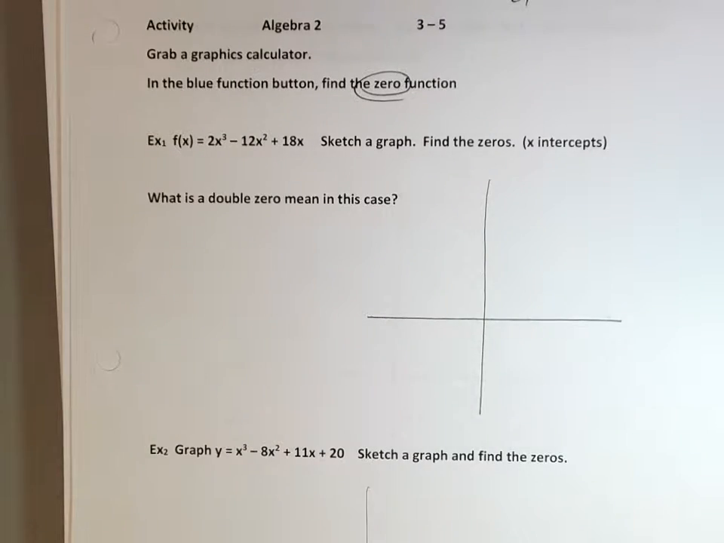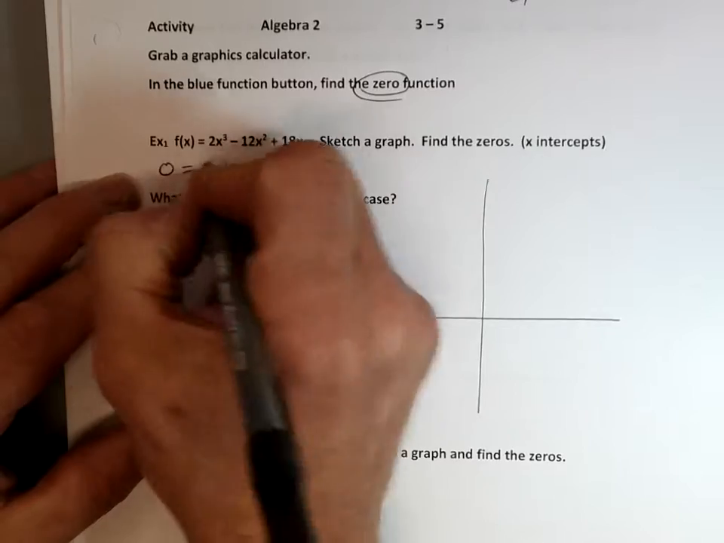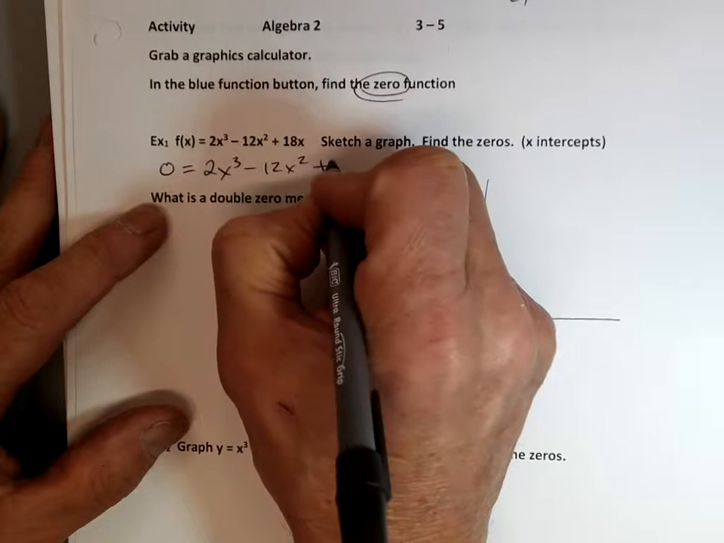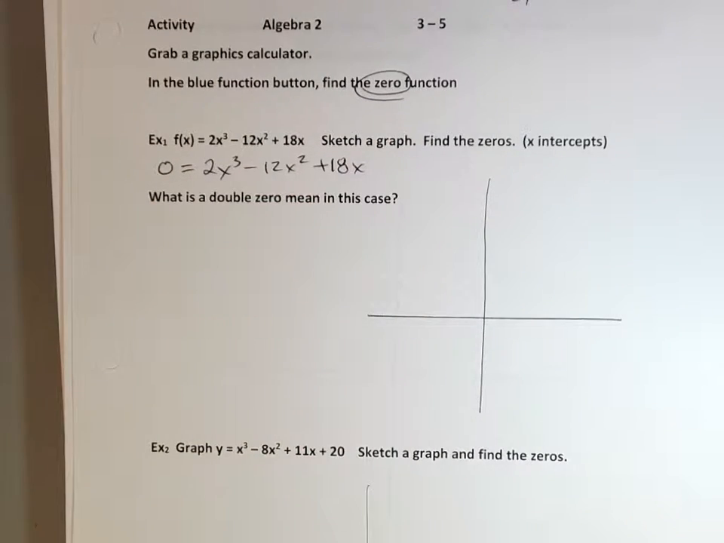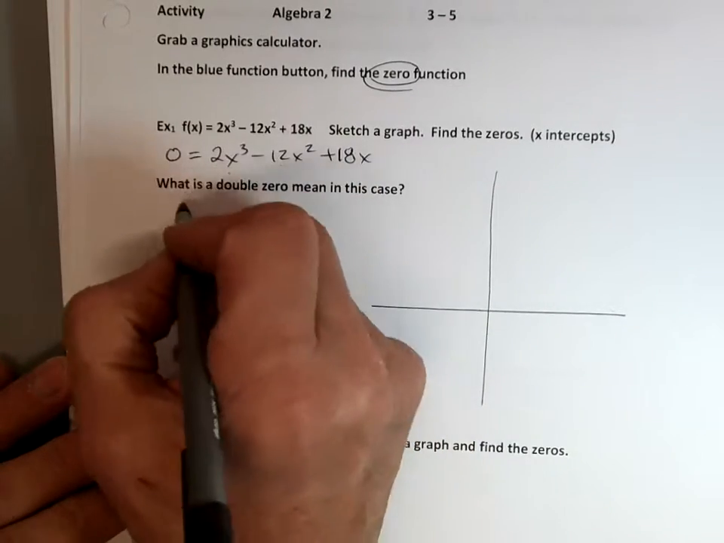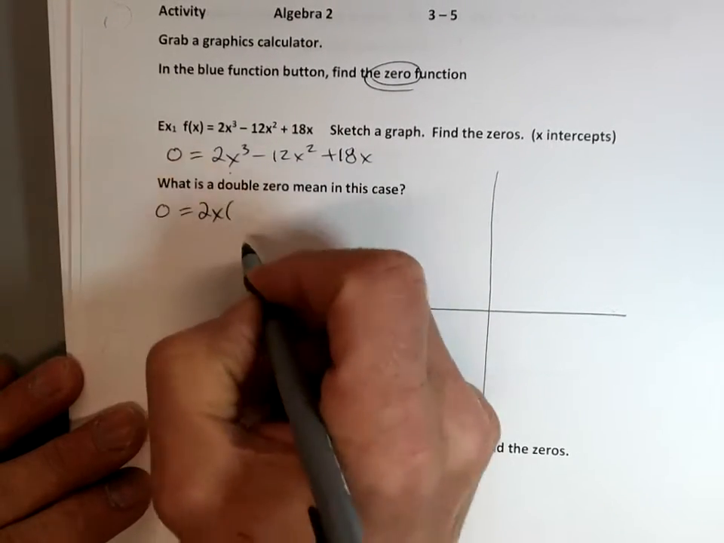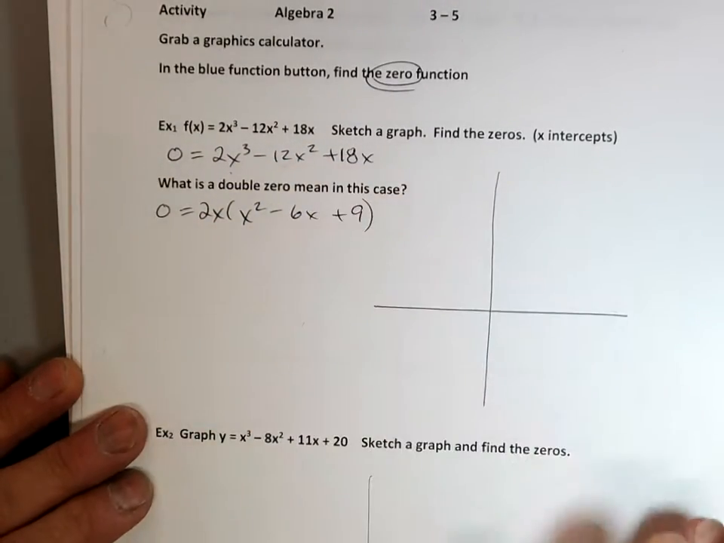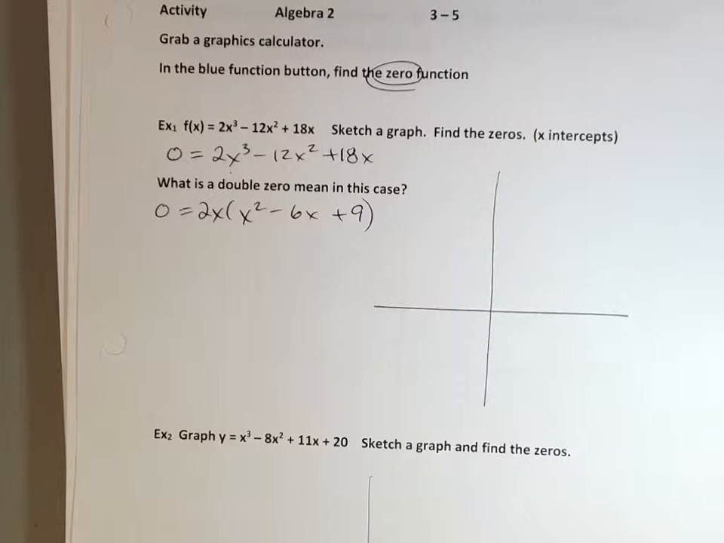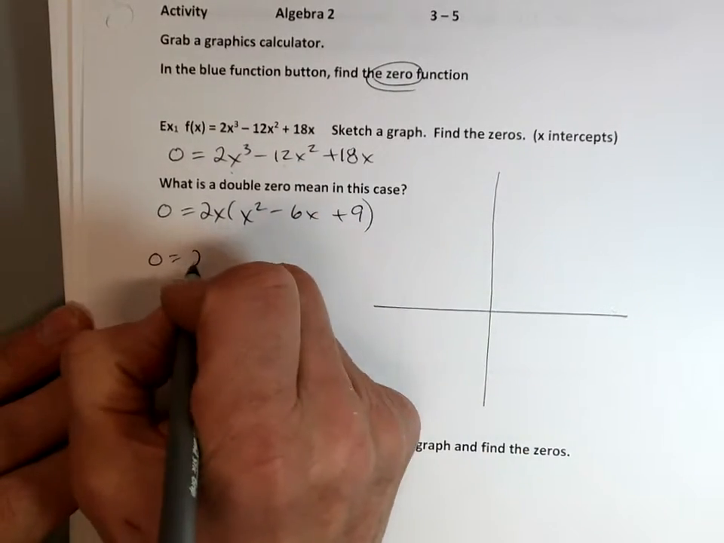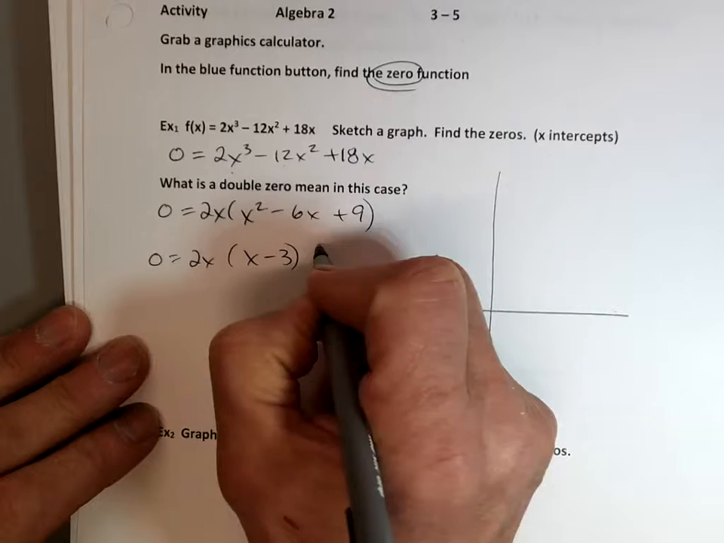So on number 1, it will factor, okay? If you want the zeros, set it equal to 0. I've got my 2x cubed minus 12x squared plus 18x. Now, what do they have in common? A common 2x, and I'd have an x squared minus 6x plus 9, right? Again, if it factors, this is the easiest way to do it. That's why factoring is nice to know. Okay, 3 and 3, we agree? So let's go 0 equals 2x times an x minus 3 and an x minus 3, okay?